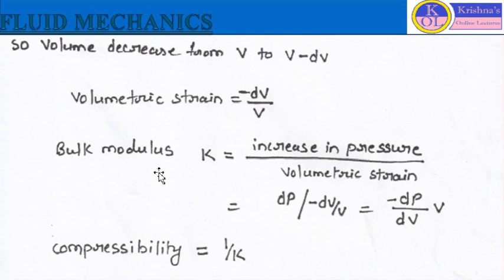We can define the bulk modulus with the help of this volumetric strain and the compressive stress, or the increase in pressure. This bulk modulus we generally denote by K, and it is the increase in pressure divided by the volumetric strain. The increase in pressure is dP, and the volumetric strain is minus dV by V. So the formula of the bulk modulus is K equals minus dP by dV into V. Compressibility is the reciprocal of bulk modulus, so compressibility will be 1 by K.